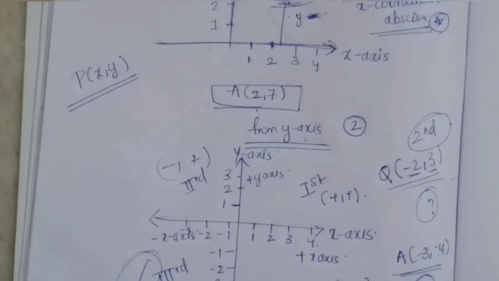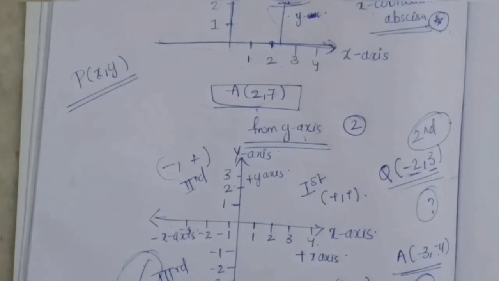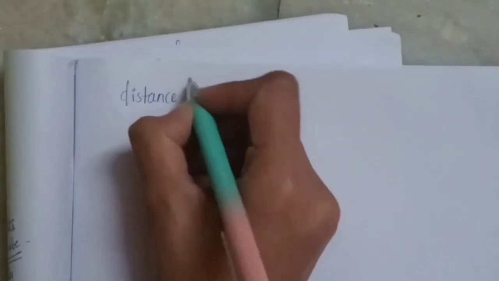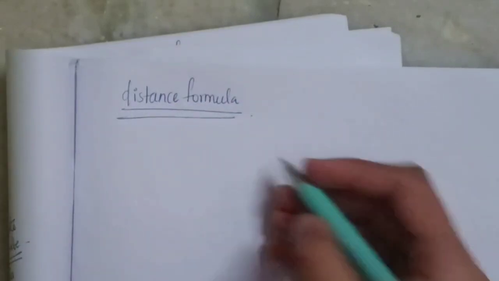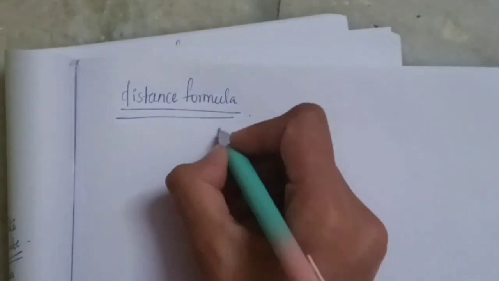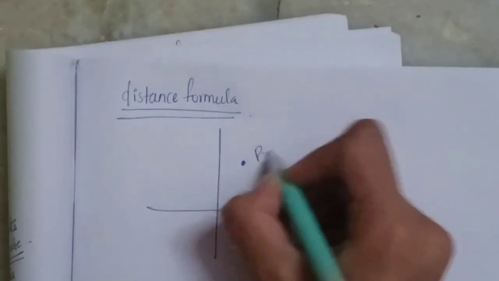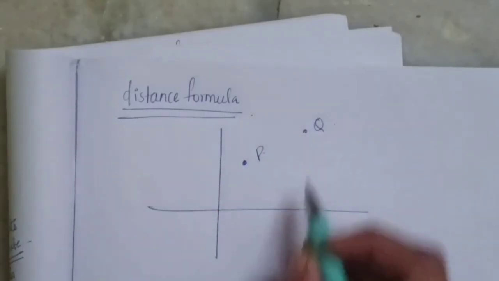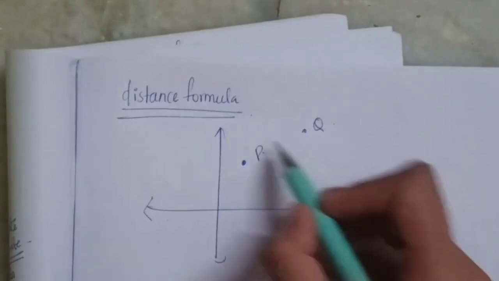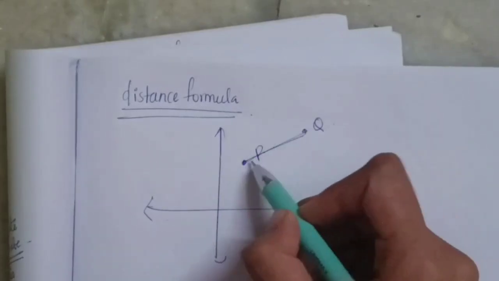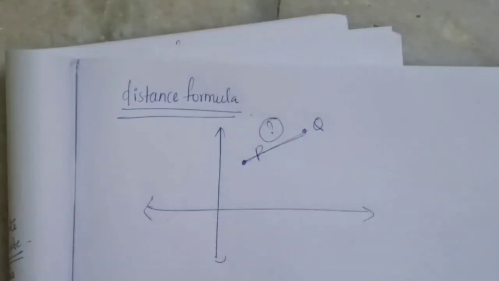Now let us go deeper. First we'll see the distance formula. So what does it actually mean? The distance formula is this: they randomly give two points, suppose a point P and a point Q, located somewhere in the Cartesian plane. We need to find the distance between them. How can we find the distance?